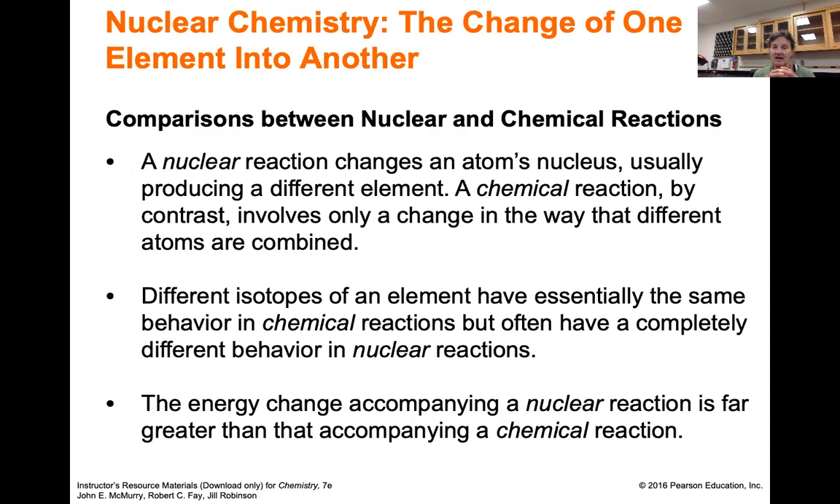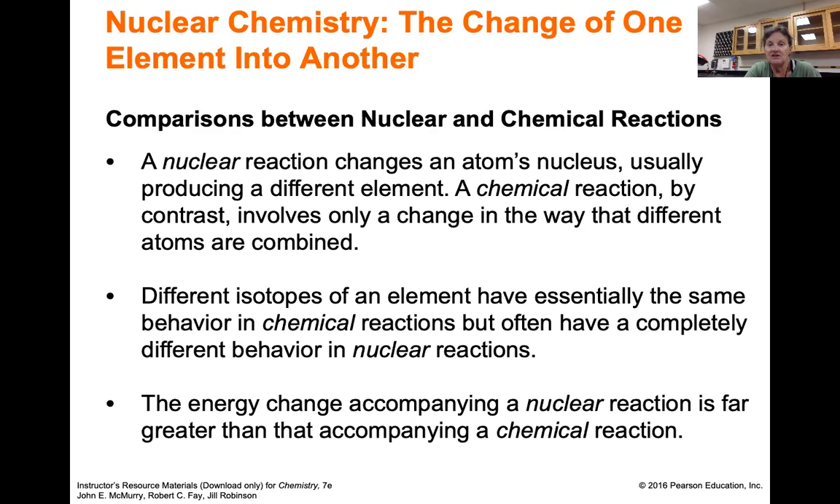So you may have water on one side of a reaction. On the other side, you may have hydrogen and oxygen. That's a chemical reaction because it just changes how the elements are arranged in the compounds. Different isotopes of an element have essentially the same behavior in chemical reactions, but often have a completely different behavior in a nuclear reaction. And we'll learn a lot about that as we go through the course.